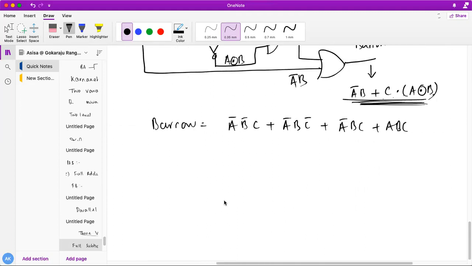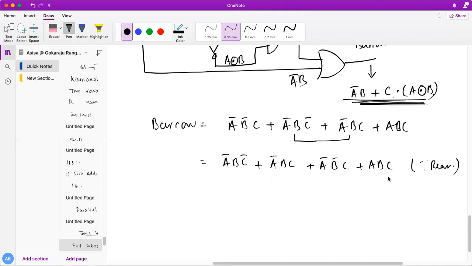Next, what I am doing over here, just see these two bits. I am just rearranging these two bits. So what I have done here: A bar B C bar or A bar B C. I just took these two first, just rearranged it, nothing else. Next, A bar B bar C, A B C. I have taken it like this as it is. So I've just done the rearrangement of my equation.